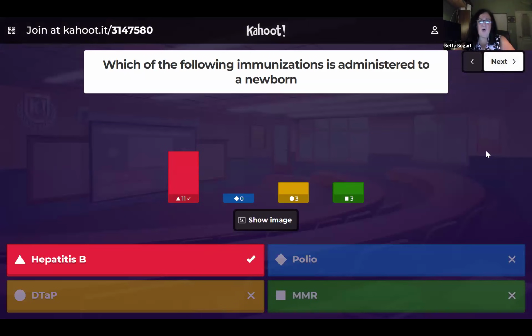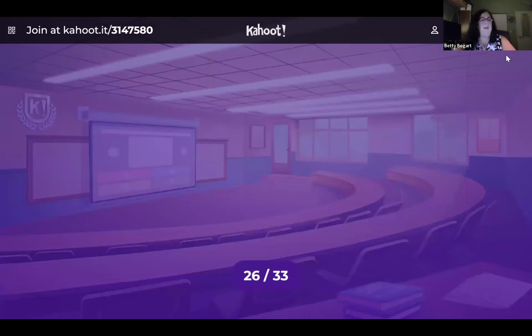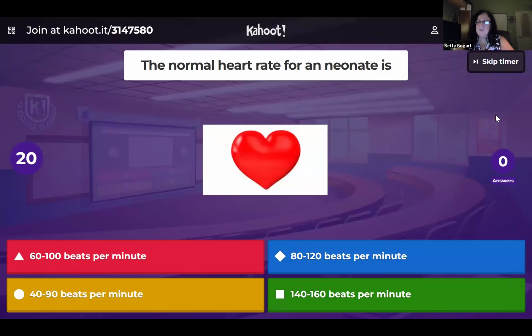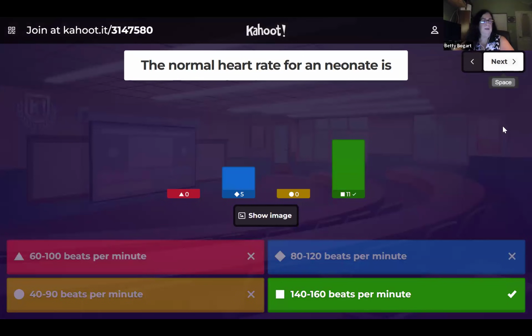You don't need to know all the immunizations, but what I just said, those are the ones: hepatitis, MMR, DTaP, polio. Just sort of knowing generally where they are. The normal heart rate for a neonate is 140 to 160. Neonate, first 28 days of life. By the age of 1, it's probably 100 to 120. That's how quickly it goes down.